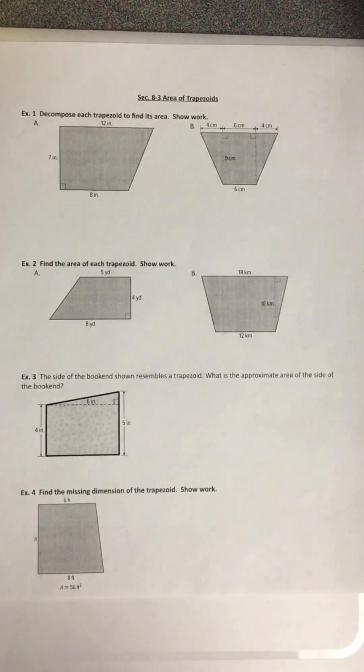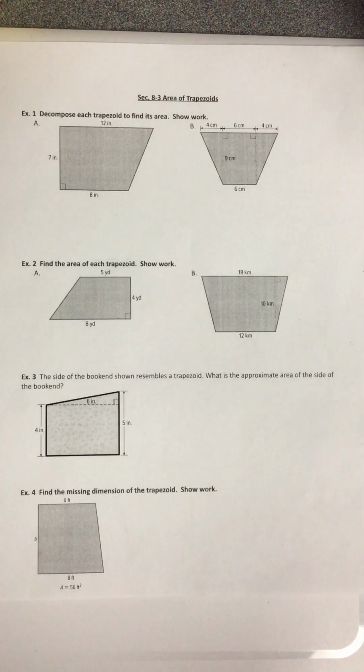Okay, so to this point, we've done area of parallelograms, we've done area of triangles, now we're extending that to area of trapezoids. Again, just a reminder of what a trapezoid is by definition. It's going to have one pair of parallel sides. So a quadrilateral with one pair of parallel sides is the definition of a trapezoid.